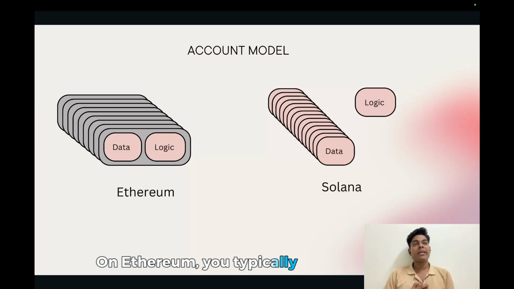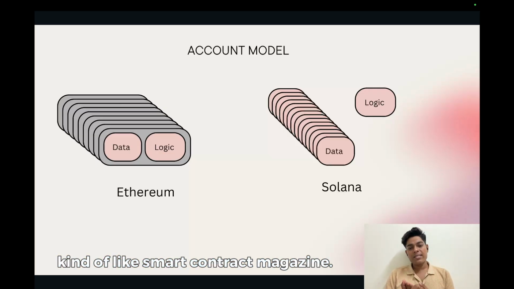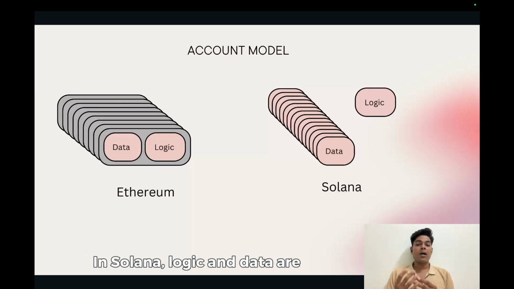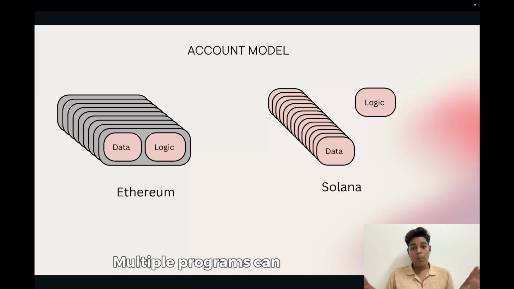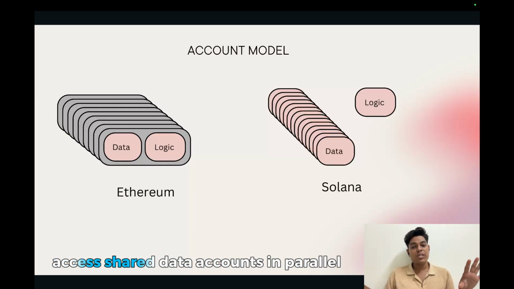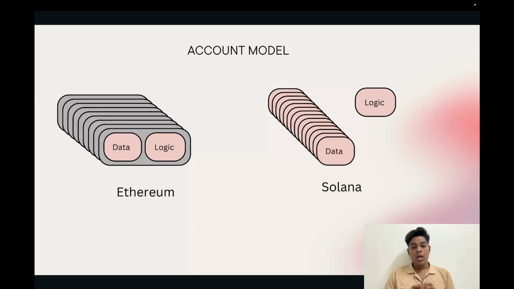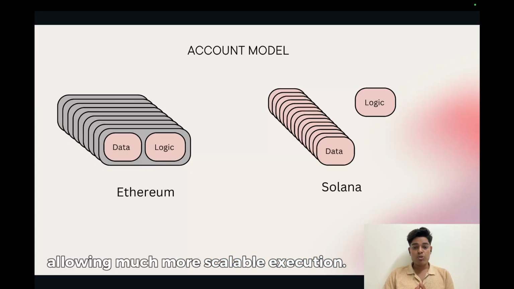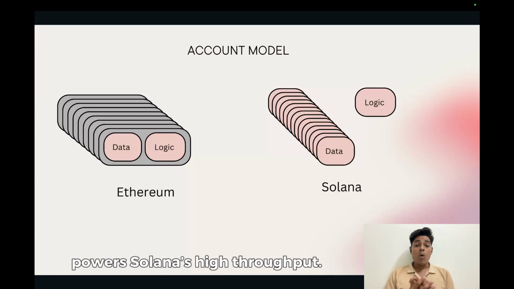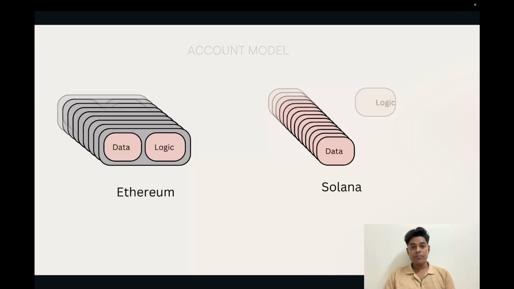On Ethereum, you typically have contracts that hold both logic and data together, kind of like a smart contract magazine. In Solana, logic and data are completely decoupled. Multiple programs can access their data accounts in parallel, allowing much more scalable execution. This design is what powers Solana's high throughput.